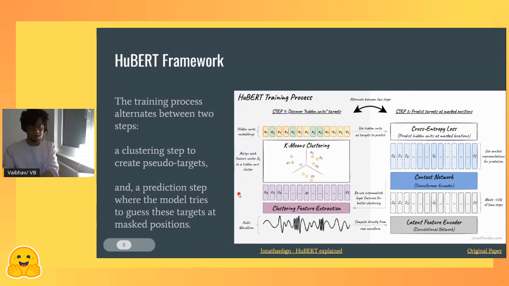Cool. Before we get too deep into the HuBERT framework itself, does anyone want to chime in and share their thoughts on what we've discussed so far?